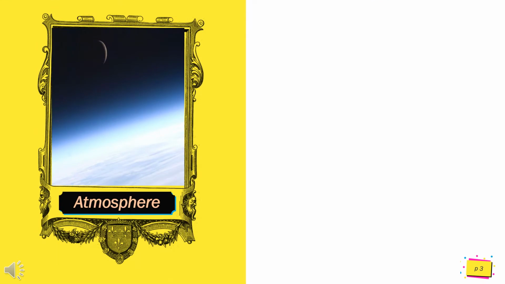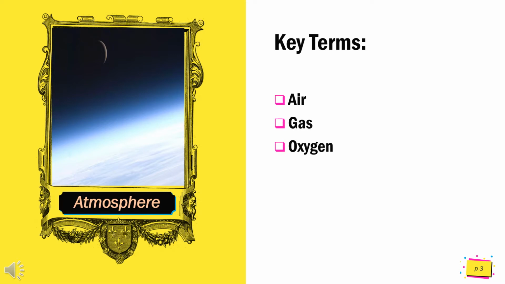To understand the atmosphere, we will learn about what makes up the air we breathe and the other layers of the atmosphere. Our key terms are air, gas, oxygen, nitrogen, altitude, and layers.